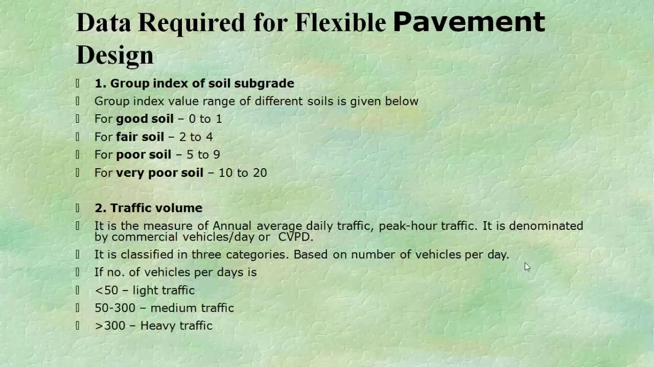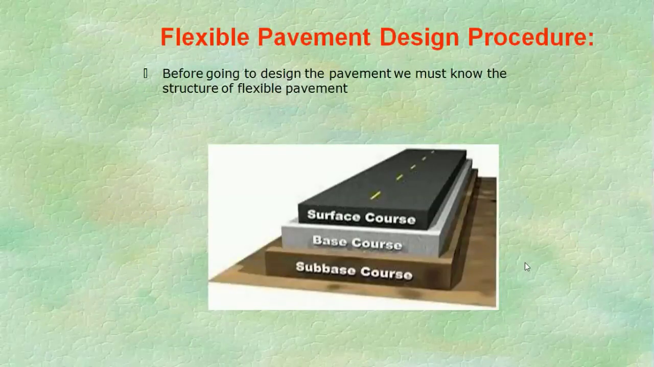Another parameter is the traffic volume. It is a measure of the annual average daily traffic or peak hour traffic. It is denoted by commercial vehicles per day, or CVPD. It is classified into three categories based on the number of vehicles per day. If the number of vehicles per day is less than 50, it is light traffic. If it is 50 to 300, then it is medium traffic, and if it is greater than 300, it is heavy traffic. This is for the flexible pavement design.